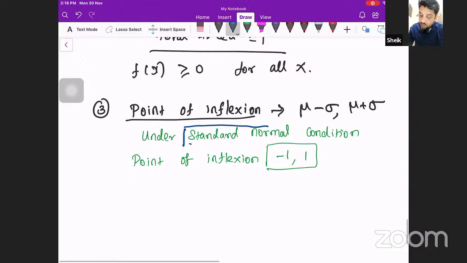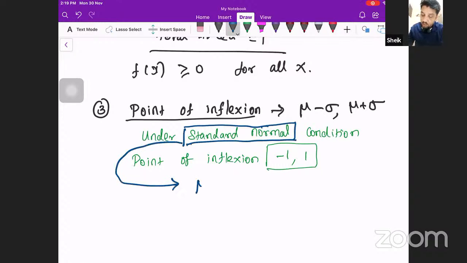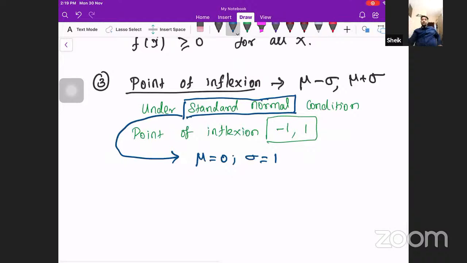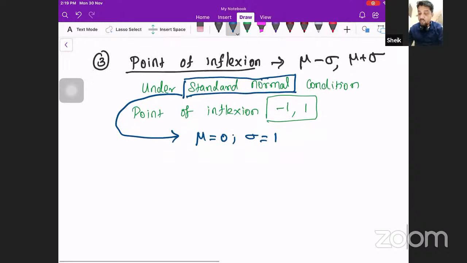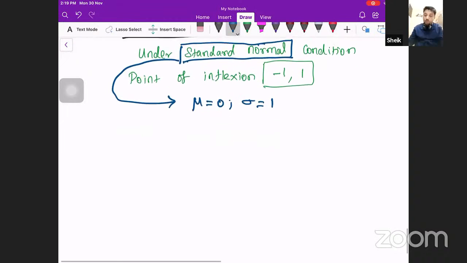Because this is very important, my dear. In the standard normal condition, mu is always 0 and standard deviation is always 1. So in standard normal condition, mu is 0, sigma is equal to 1. Therefore, our point of inflection is minus 1 comma 1. In the examination, the question can be asked like this, my dear: what is point of inflection in the standard normal condition?